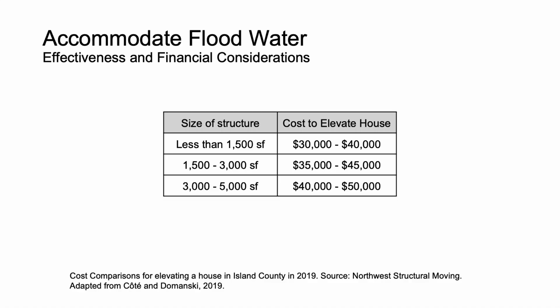Given the wide range of accommodation techniques and also the very site-specific nature of construction, it can be a little bit challenging to generalize the financial costs for these techniques. But we do have one local example, a study published last year focusing on Island County. The authors, Cote and Demansky, worked with a local company, Northwest Structural Moving, to hypothetically estimate the costs for elevating different sized homes. So they evaluated smaller homes, less than 1,500 square feet, up to larger 5,000 square foot homes, estimating the cost ranges that might be incurred just to elevate that house.